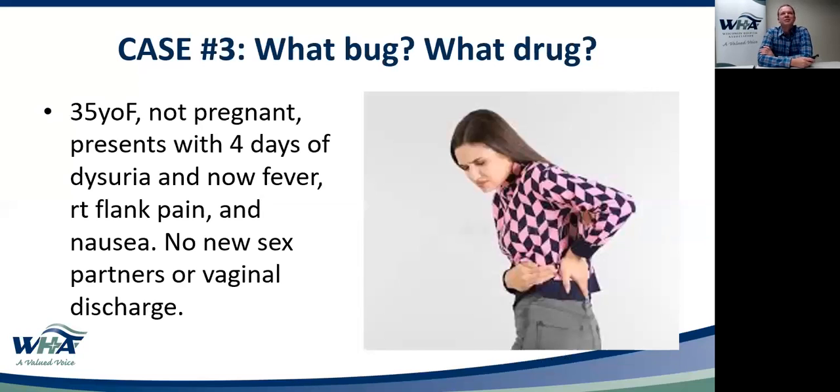Case 3. She's 35 years old. She's not pregnant, and she presents with 4 days of dysuria that's progressed to fever, flank pain, and nausea. No new sex partners, no vaginal discharge, and our concern here is for pyelonephritis. So this is an upper urinary tract infection. It's no longer just cystitis. We want to treat this patient as an outpatient, and we're wondering what is the most likely bacteria and what drug should we be considering.